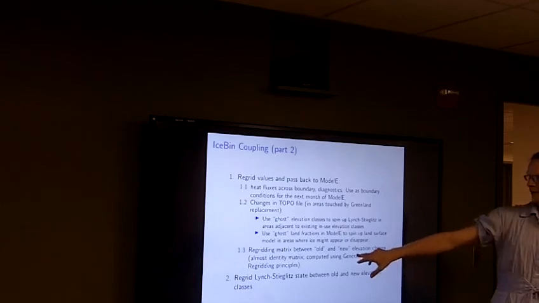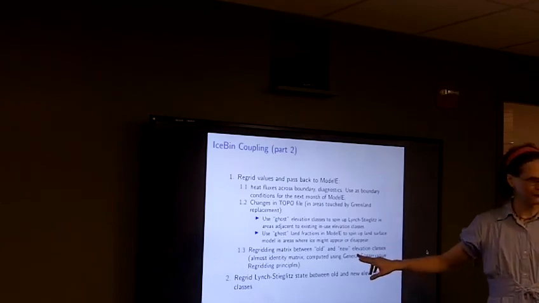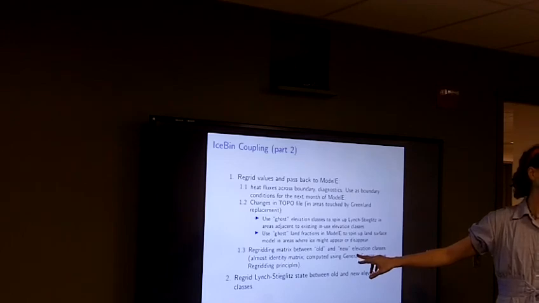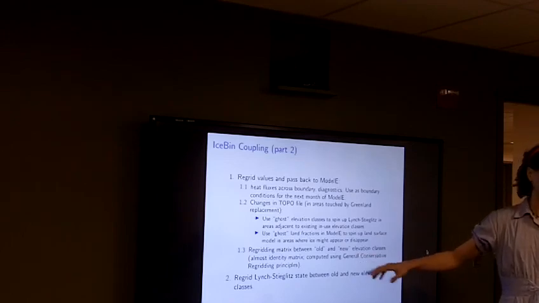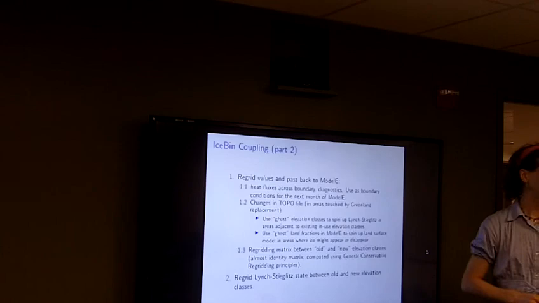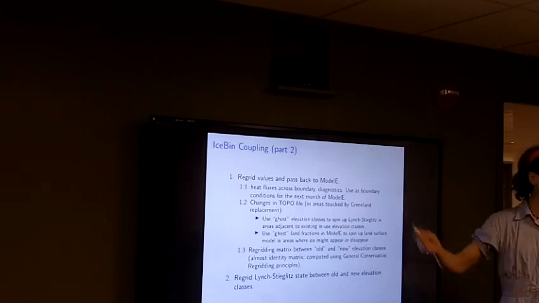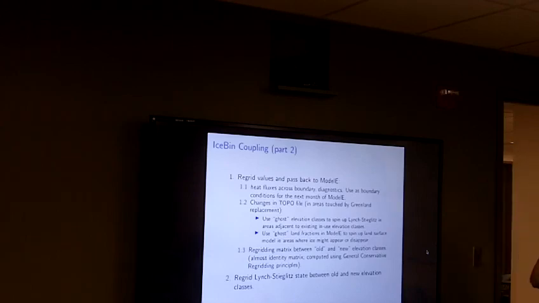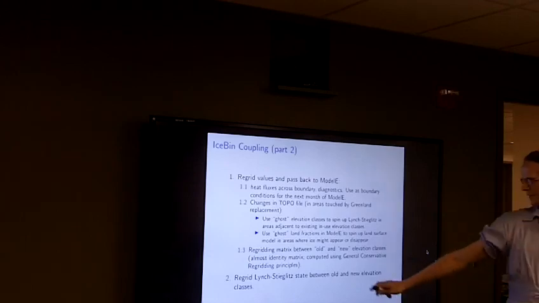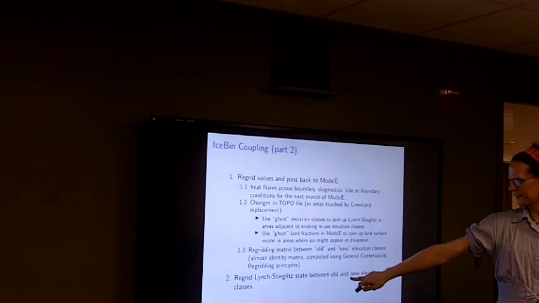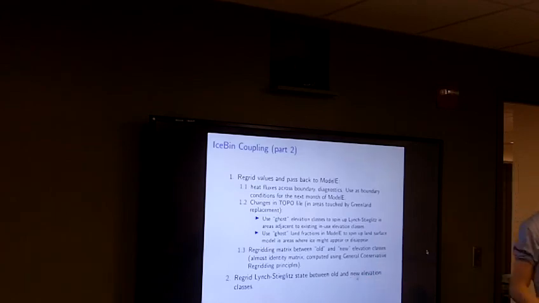And then finally, we have to compute the regridding matrix between our old set of elevation classes and our new set of elevation classes. And we do that the same as we compute all regridding matrices, by taking inner products of the two sets of basis functions, and we saw the basis functions at the beginning of the talk. And then when it goes back to ModelE, we regrid our Lynch-Stieglitz state, and we can move on and repeat the cycle. And so that's how it works.